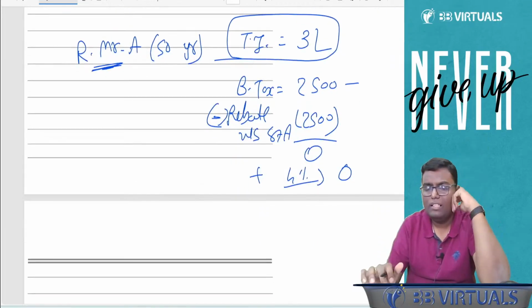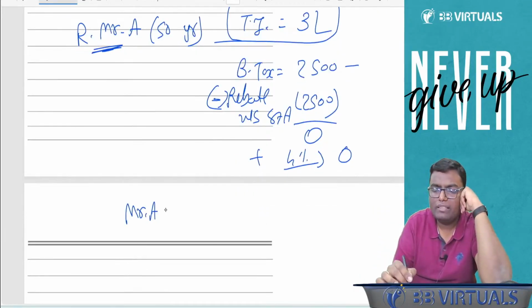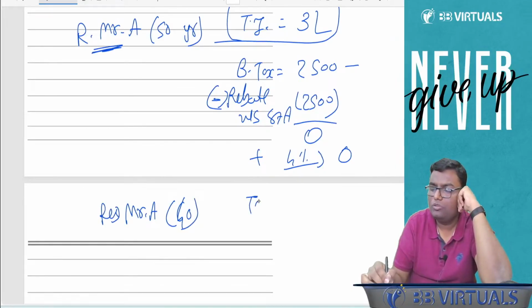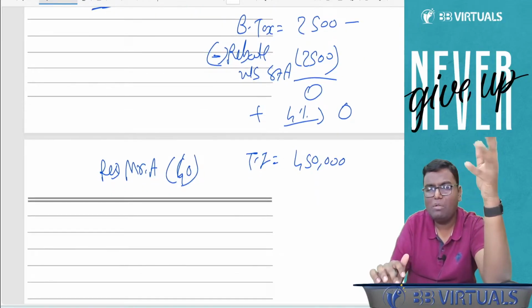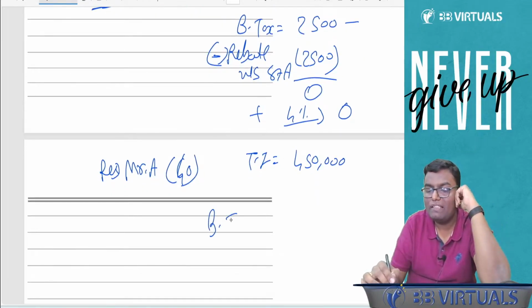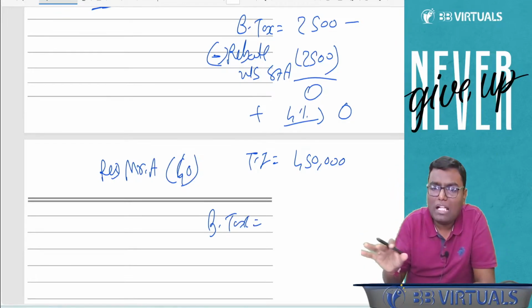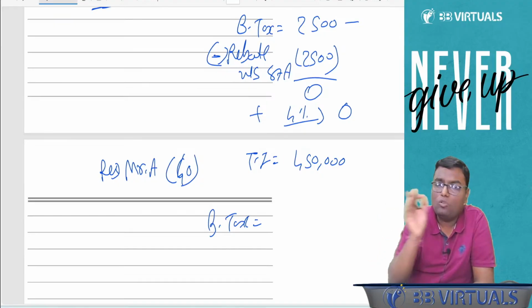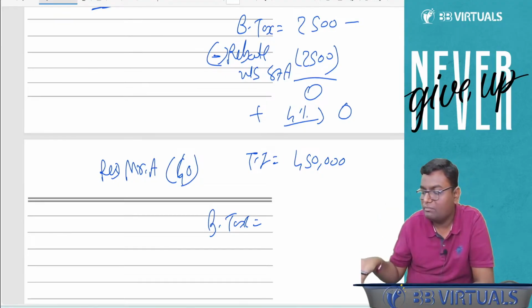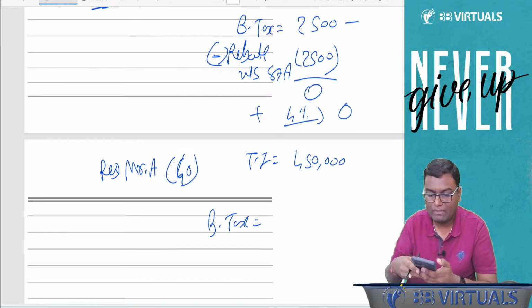Okay. Tell me, what if I'm a person, Mr. A, aged 40 years, resident, and total income is 4,50,000? Tell me, forget about rebate, what is my basic tax? Calculate. I'm asking all as per the old regime. As per the old regime, tell me, what is my basic tax?